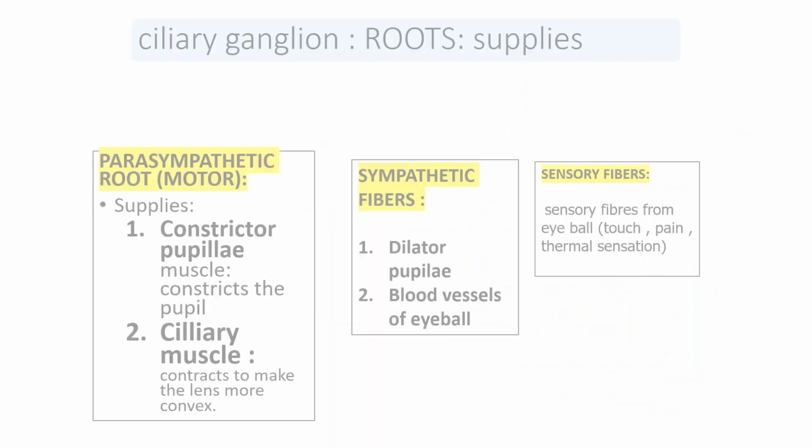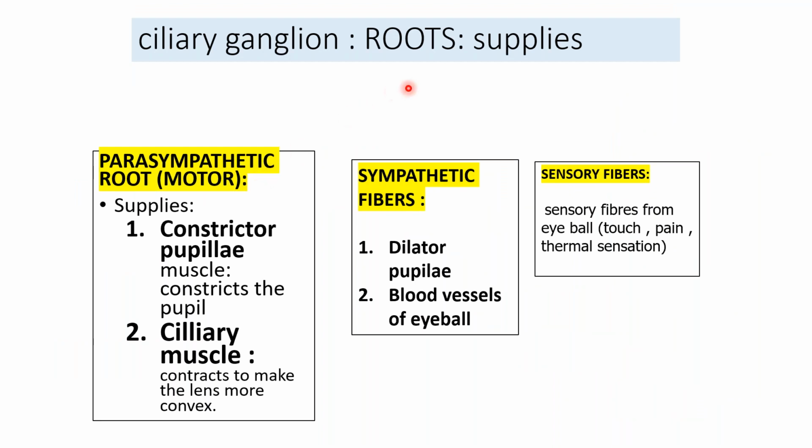Now, simplifying this, let's see how these ciliary ganglion routes are going to supply. The parasympathetic, remember, is motor to the constrictor pupillae and ciliary muscle, constricting the pupil, and the ciliary muscle contracts to make the lens more convex. The sympathetic fibers will supply the dilator pupillae, causing dilation of the pupil, and the blood vessels of the eyeball, so this is basically vasomotor. The sensory fibers carry sensations from the eyeball, that is touch, pain, and thermal sensation, which will be carried towards the ciliary ganglion.